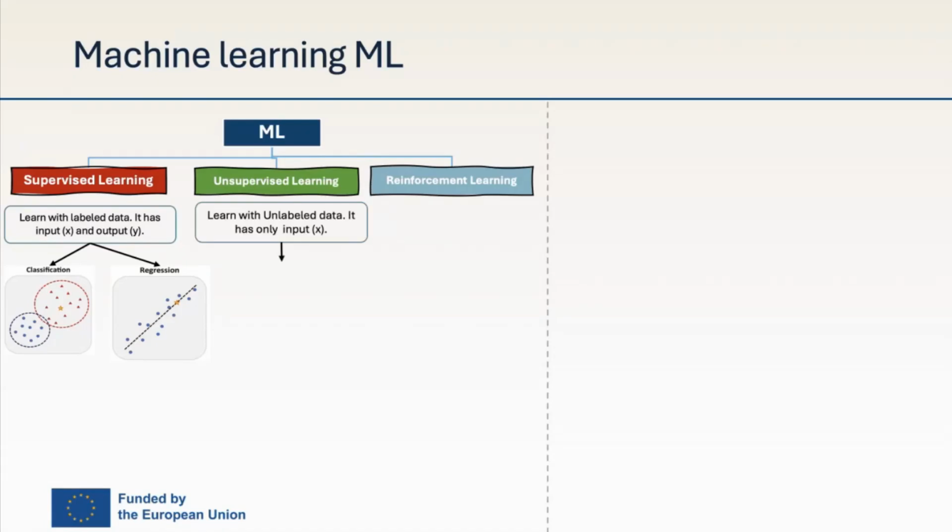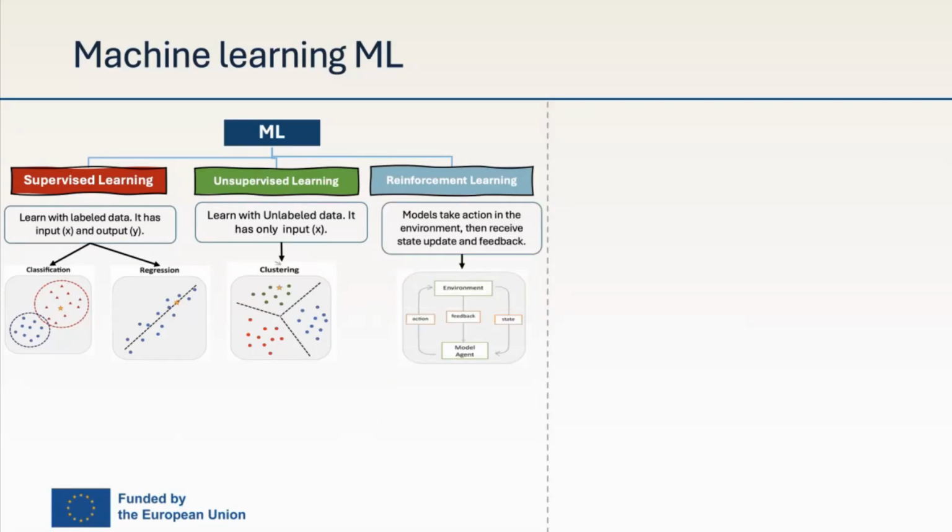Then there is unsupervised learning. In unsupervised learning, we could have clustering. In clustering, we try to group clients into different groups according to their similarity. Finally, there is reinforcement learning. In reinforcement learning, there is an agent, and this agent tries to interact with the environment. The agent is in a specific state, then takes a specific action, and then gets a specific reward.